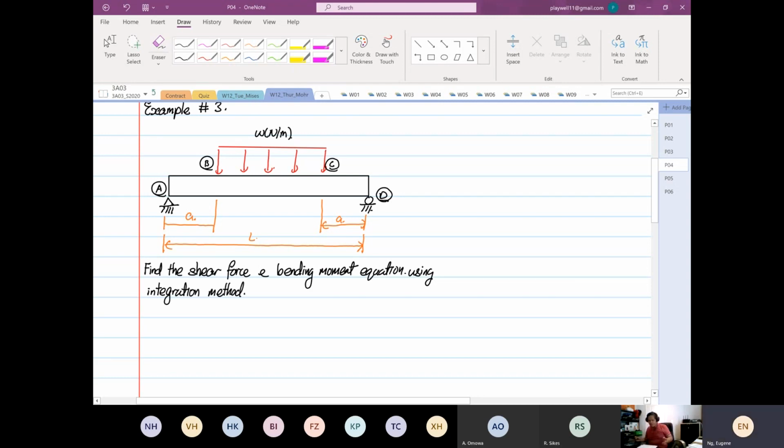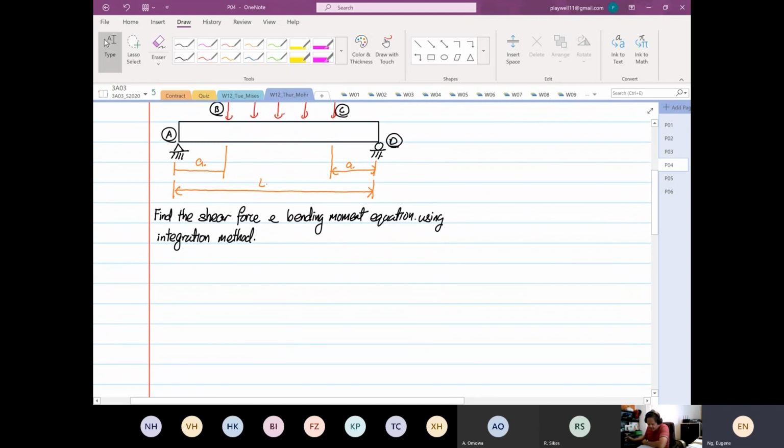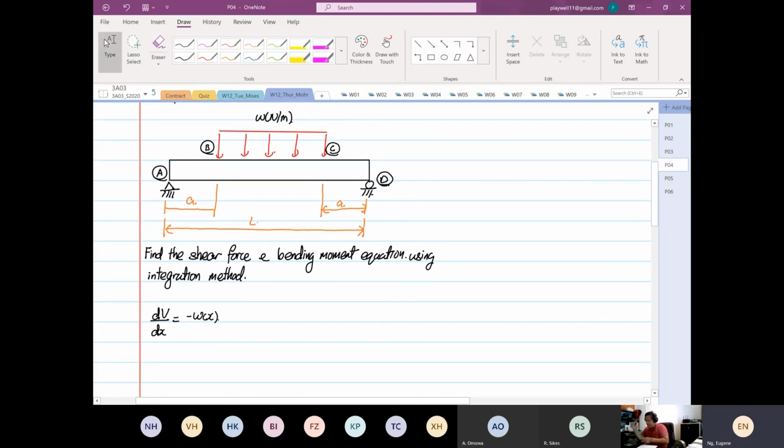Okay, I'm not going to solve for the whole section. I'm going to solve for part of the section only. Okay, so we're going to apply dV over dx is equal to minus omega as a function of x. So if you see between A to B, is there a distributed load? The answer is no. What is going to happen, right?